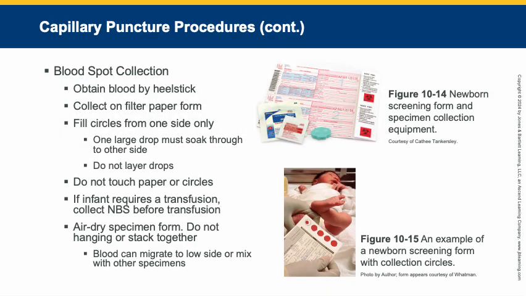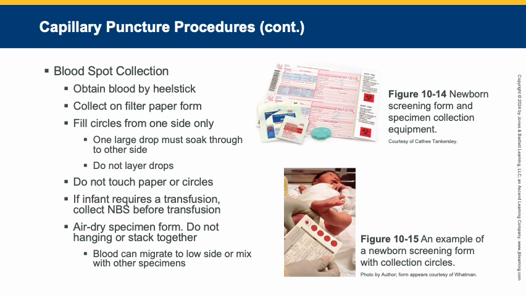Blood spot collection. The blood spot tests are performed on a few drops of blood obtained by heel puncture. The blood drops are collected by absorption onto circles printed on a special type of filter paper that is normally part of the newborn screening form. The blood-filled circles are often referred to as blood spots. Currently, as many as 80 different disorders can be detected in the blood spots on one form.